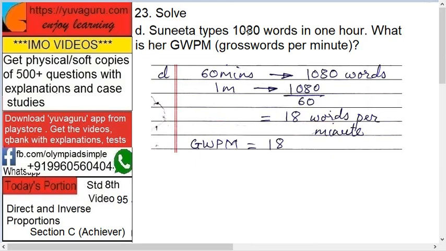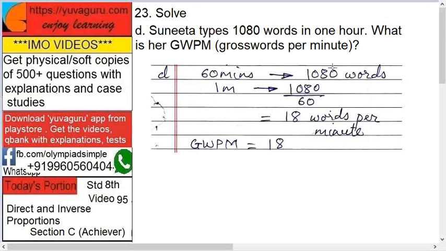Next, Sunita types 1080 words in 1 hour. What is her GWPM, gross words per minute? Here it is very simple. 1 hour means 60 minutes. In 60 minutes she types 1080 words. Now we want it in 1 minute.